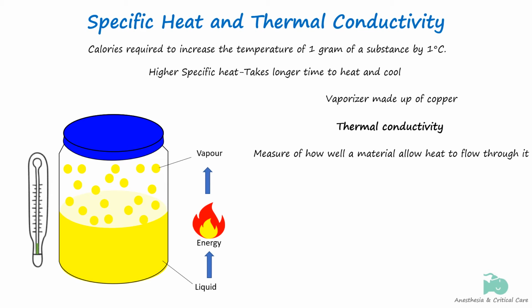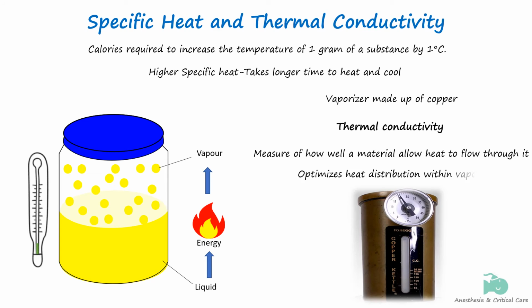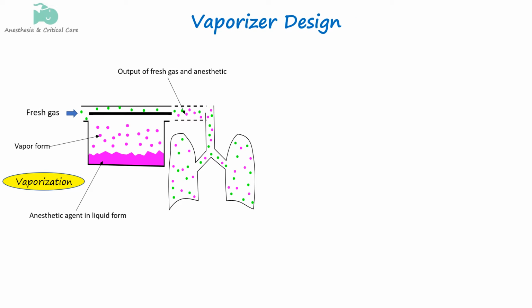Vaporizers are designed using materials with high thermal conductivity like copper and aluminum to facilitate efficient heat transfer, quickly distributing heat throughout the vaporizer. This efficiency helps to counteract any cooling effects from the vaporization process. The purpose of a vaporizer is to add anesthetic vapor into the fresh gas flow in a way that the output of the vaporizer delivers the set concentration of the anesthetic agent accurately.